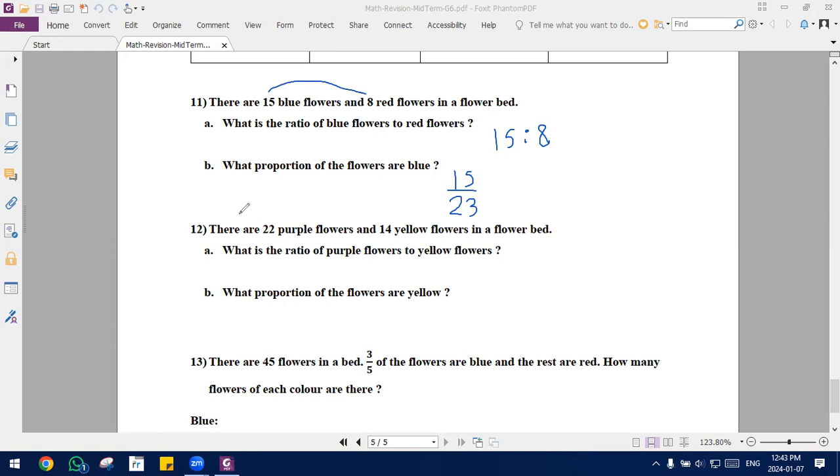Now, question 12. We have 22 purple flowers and 14 yellow. Write the ratio purple to yellow. Purple is 22. Yellow is 14. Now the proportion of yellow flowers. Yellow was 14. Out of how much? How many flowers do we have in total? We do 22 plus 14, 36.